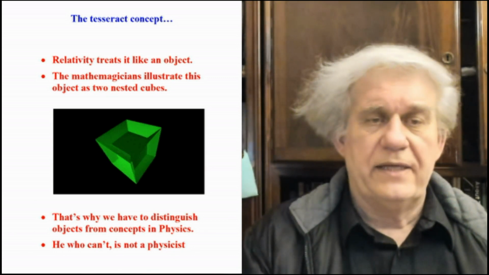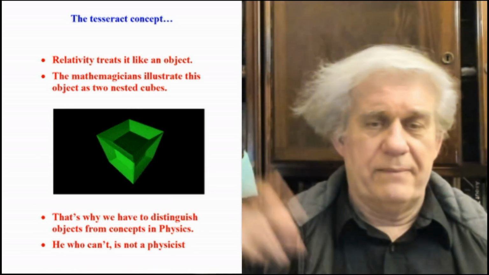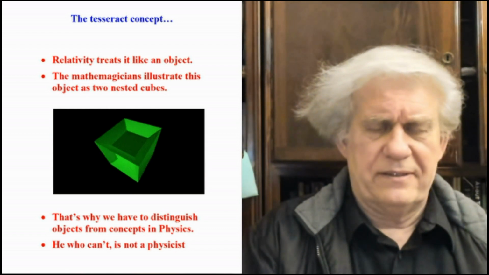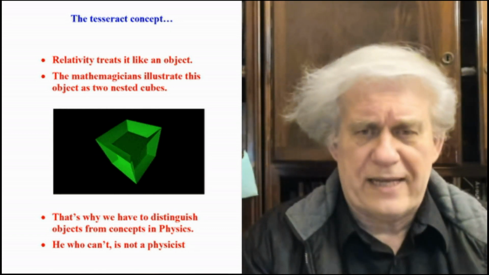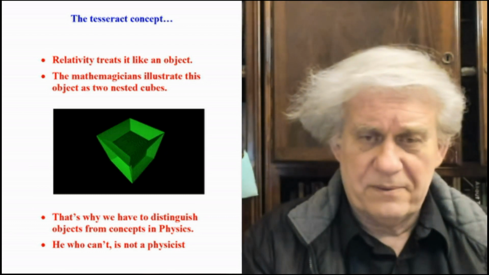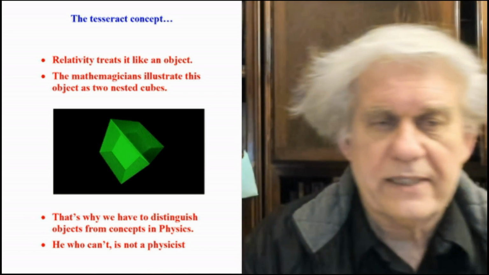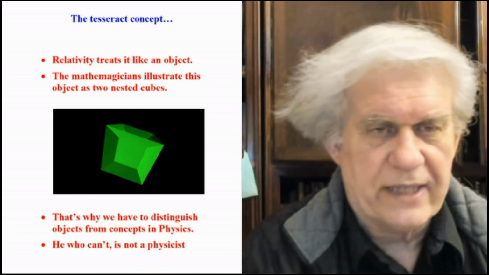Okay, so here is a follow up on that, which is the icing on the cake, as I call it. One poster says, the Tesseract concept, and so on. I thought the first guy started saying the Tesseract is an object. So is the Tesseract an object or a concept? Which is it? All of the above? Here we have relativity treats it like an object.